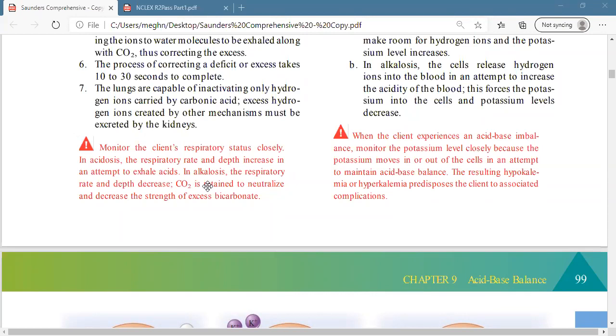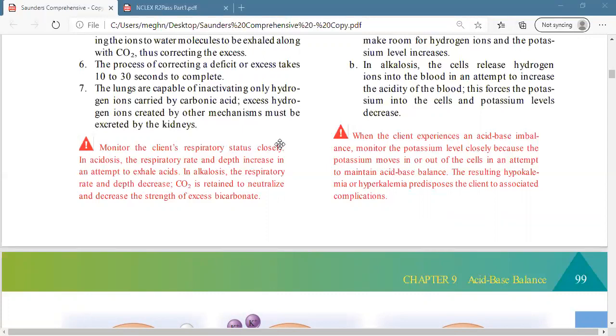And in case of alkalosis, the respiratory rate and depth go down. So if you ask what is respiratory rate increase and what is respiratory rate down, we know the normal respiratory rate is 14 to 20. So this rate goes up or this rate goes down. So for the NCLEX board, we have to know that in case of acidosis, the respiratory rate and depth go up. In case of alkalosis, the respiratory rate and depth go down.